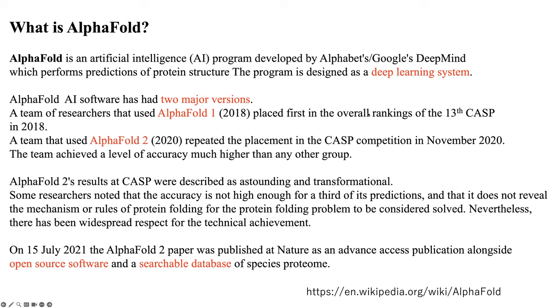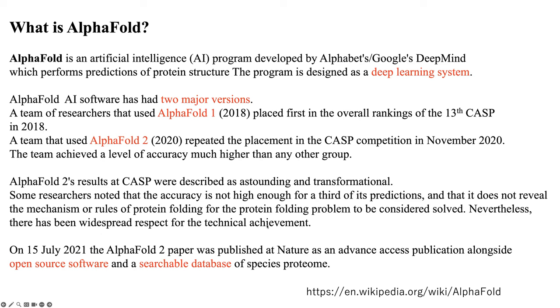And AlphaFold 1 got the first position in the contest. And a team using AlphaFold 2, so this is the second version, repeated the success in the CASP competition in 2020. The team achieved a level of accuracy much higher than any other group. The AlphaFold 2 results at CASP were described as astounding and transformational. Some researchers noted that the accuracy is not high enough for a third of its predictions and that it does not reveal the mechanism or rules of protein folding for the protein folding problem to be considered solved. Nevertheless, there has been widespread respect for the technical achievement.